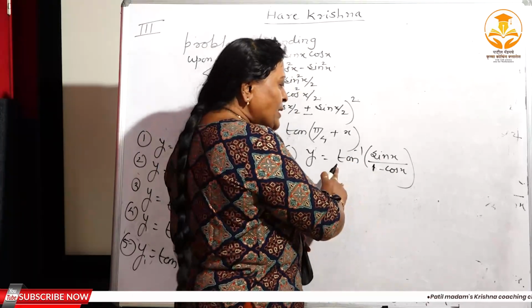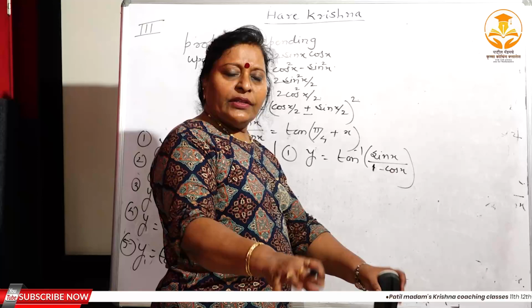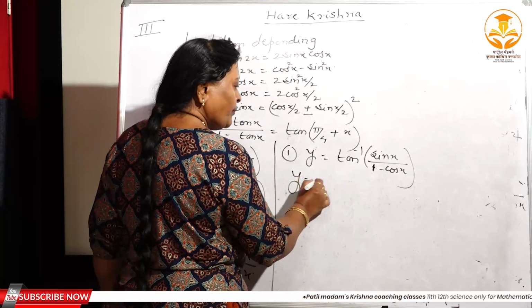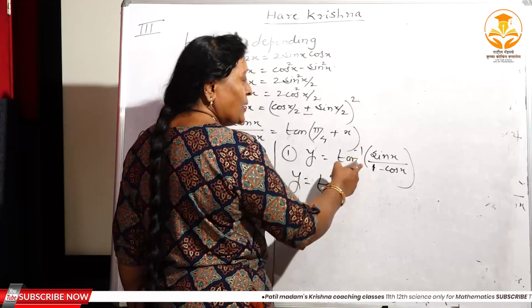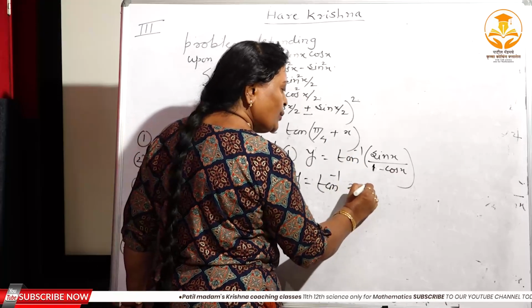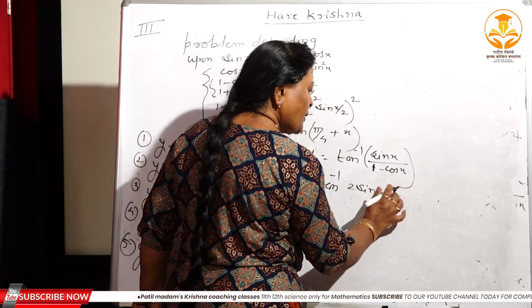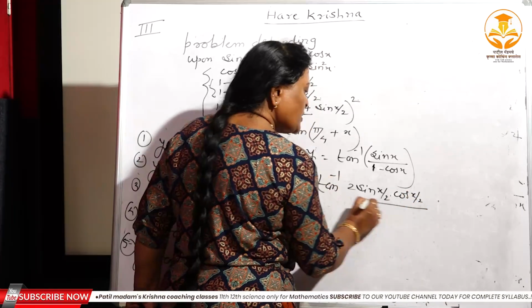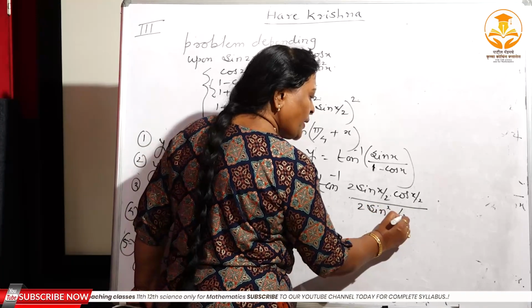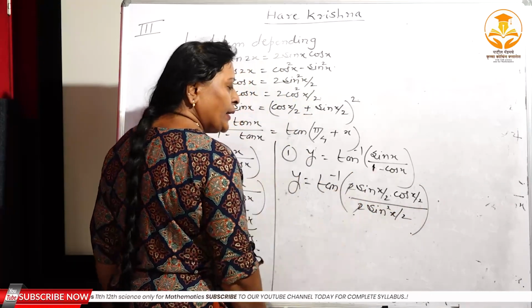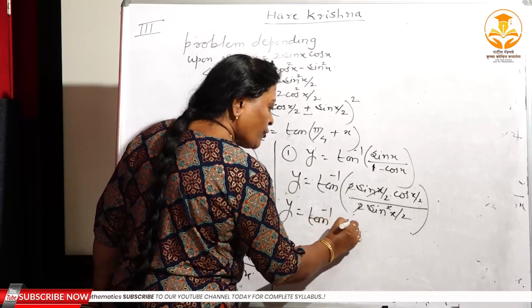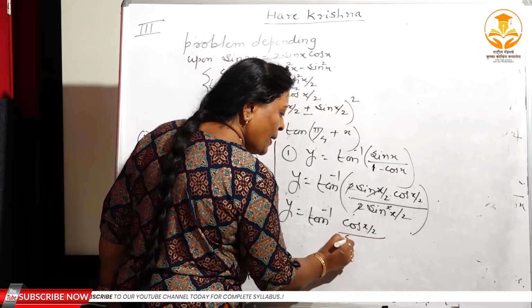Tan of something, meaning tan inverse and tan get cancelled. Whatever the something is that remains, you can find out the derivative. So it's very simple again. Tan inverse. You can write sin x as sin 2x, 2 sin x cos x. Sin x you can write as 2 sin x by 2 cos x by 2. And again, what is the evergreen formula? 1 minus cos x you can write as 2 sin square x by 2. Right? Again 2 gets cancelled. Sin x by 2 gets cancelled. Here you have got tan inverse of cos x by 2 divided by sin x by 2.